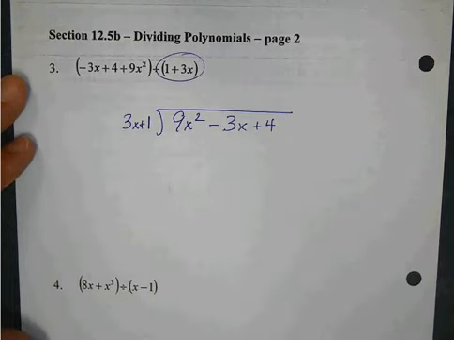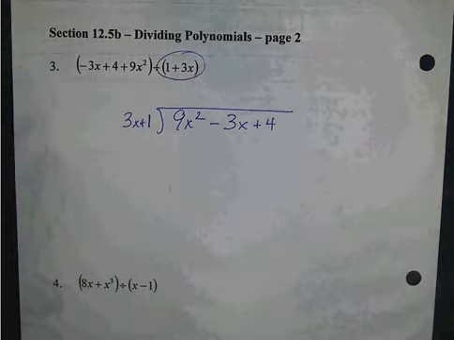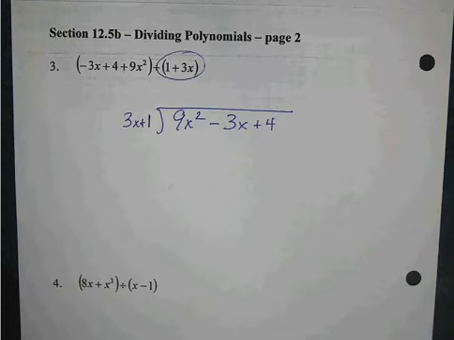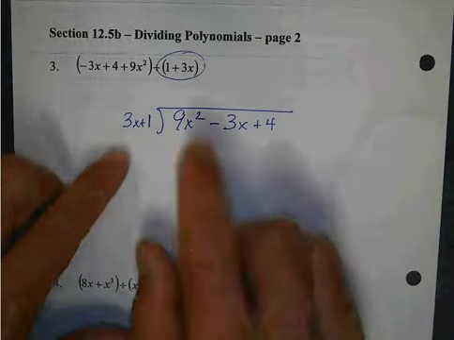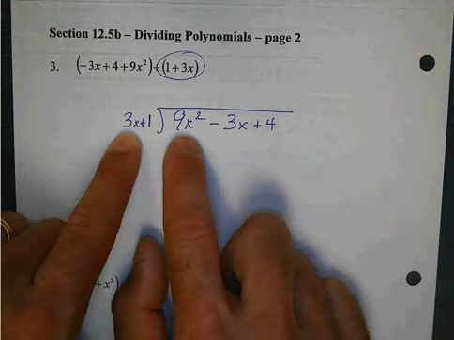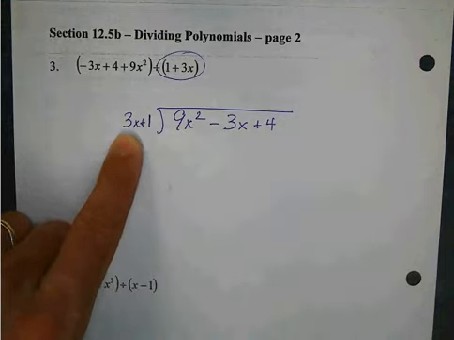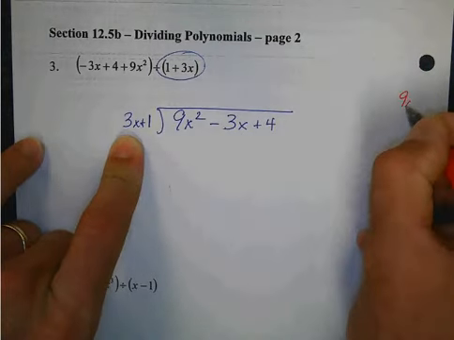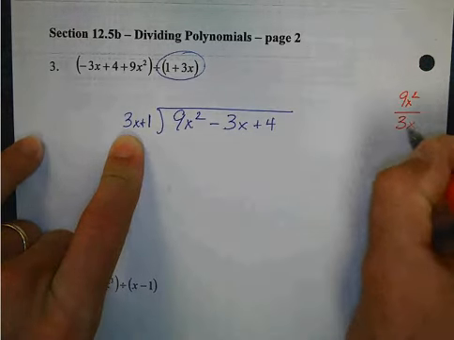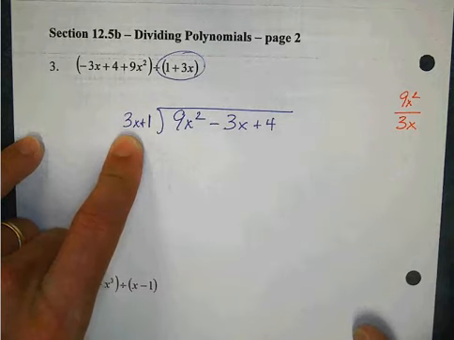Okay, here we go. Noah, you comfortable on this stuff? A little, so-so, or a lot? So-so? All right, let's see if I can walk you through it. 3x times what is 9x squared? If you're never sure of this, think off to the side. What is 9x squared divided by 3x?